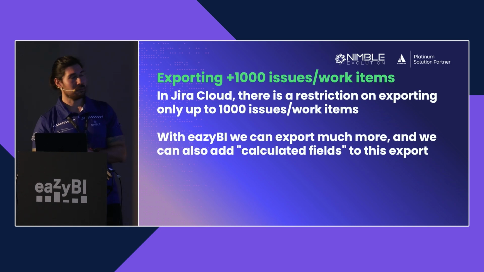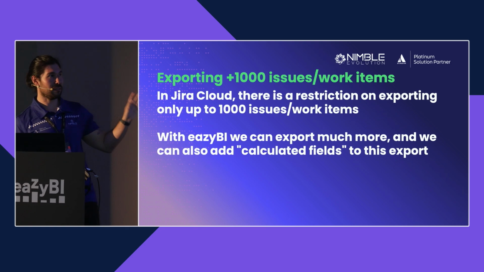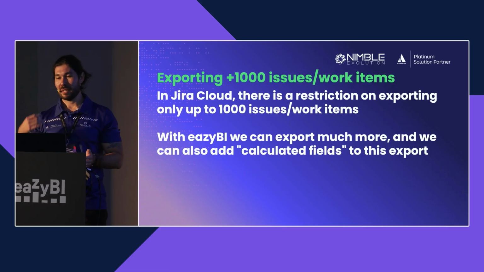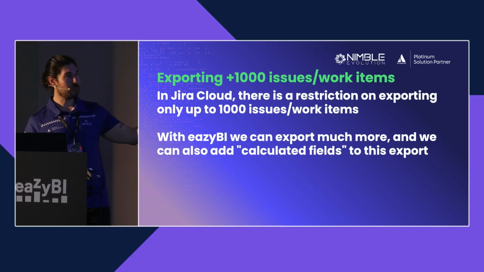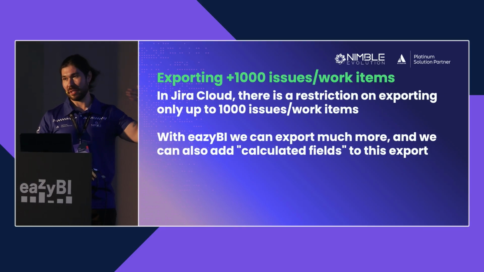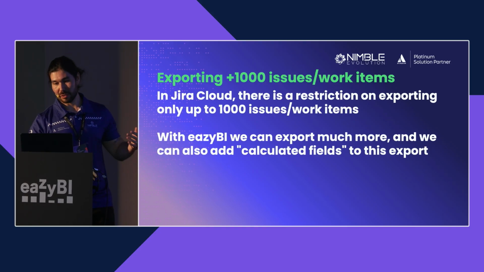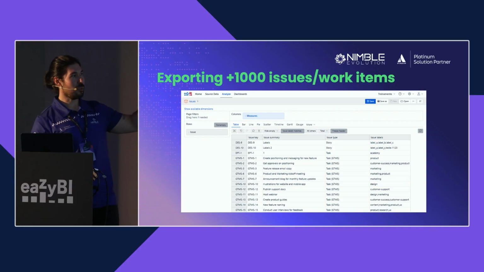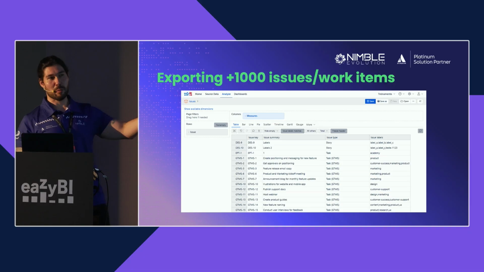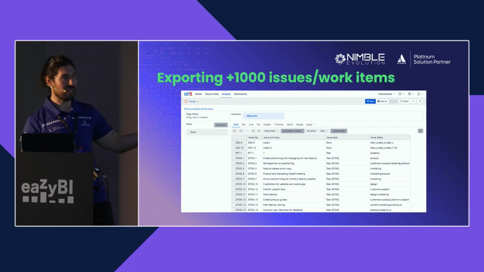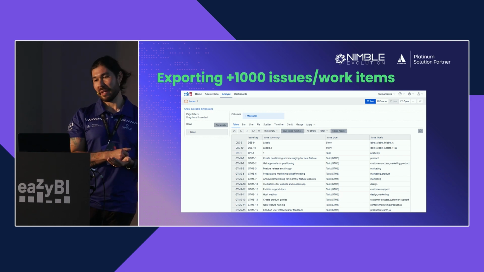So first case, pretty simple: exporting issues, work items from Jira. Jira Cloud has this restriction of exporting 1,000 issues per export. And with eazyBI, you can export much more, and you can even add additional information in those exports. As an example, we had a scenario where the customer wanted to export the data, not for reporting, because for reporting he could use eazyBI, but he wanted to manipulate the data and import it back into Jira.